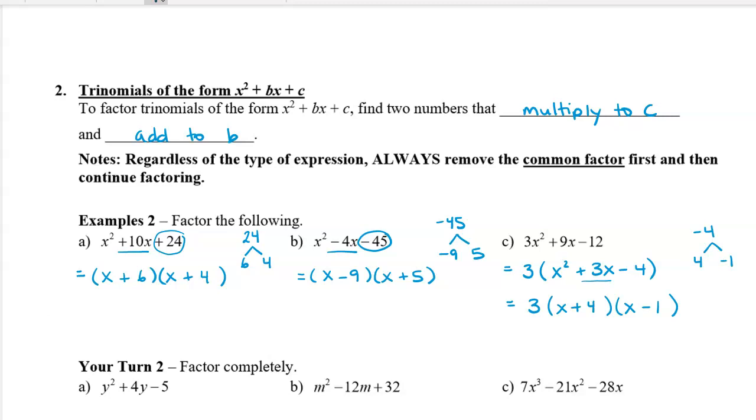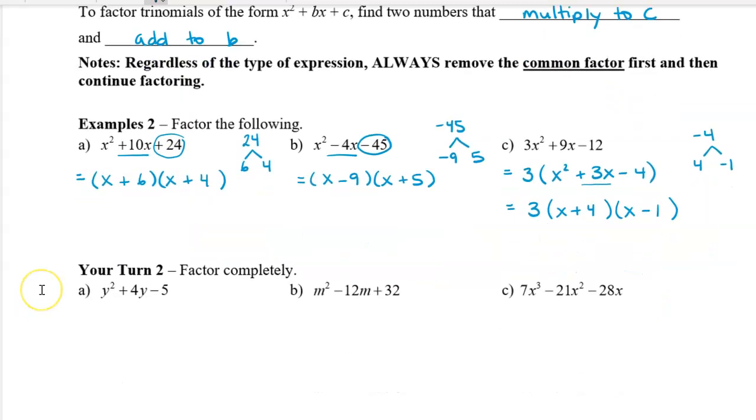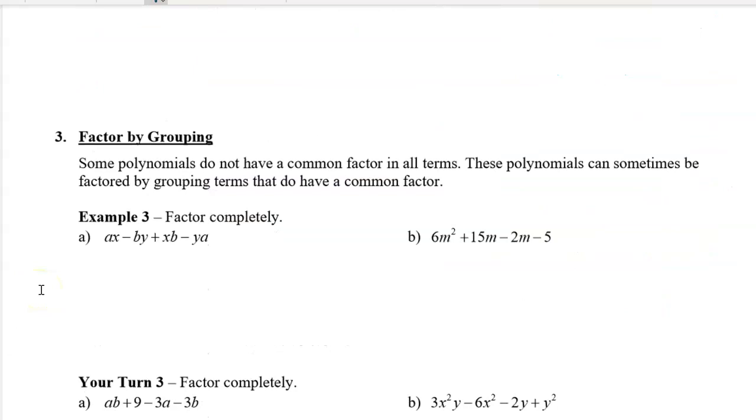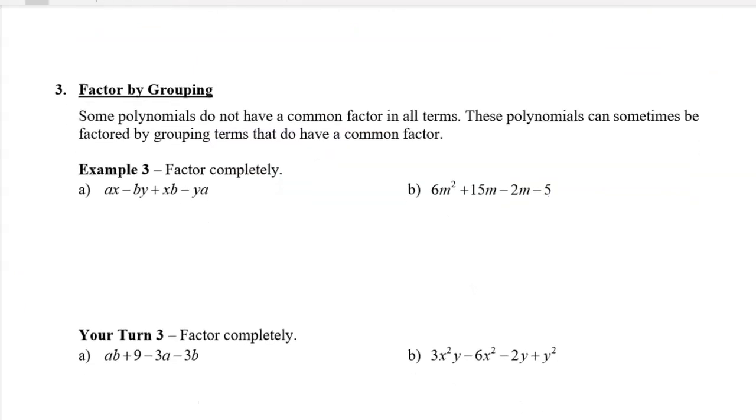All right, we're going to take a look at one more technique. This next one is called factor by grouping. Some polynomials, if you look at these ones here, don't have a common factor in all of the terms. Not all of them have x, b, and y. So we need a different method to factor something like this. These polynomials can, however, sometimes be factored by something called grouping.